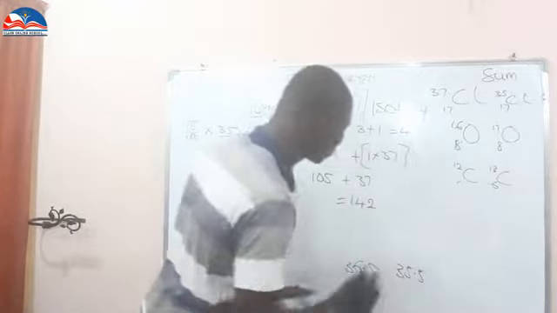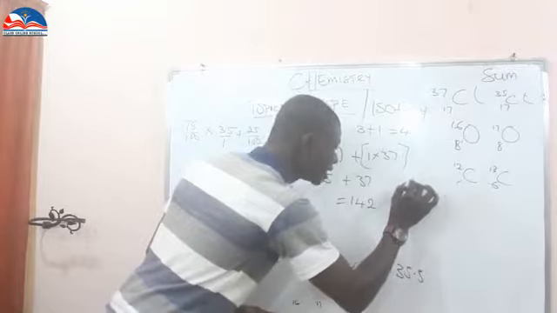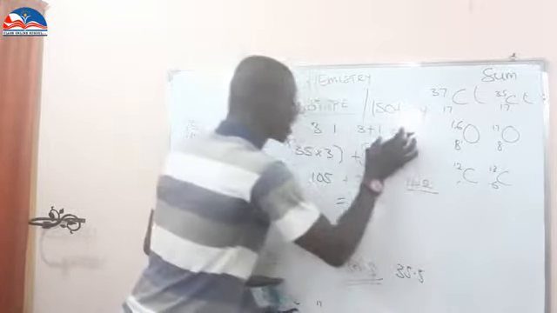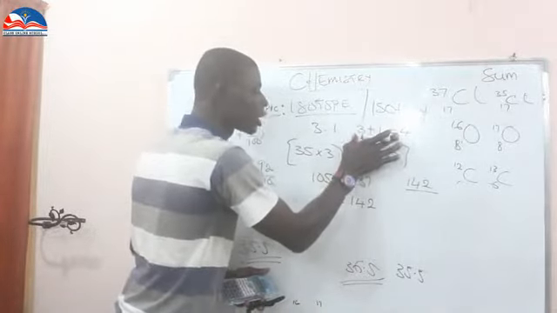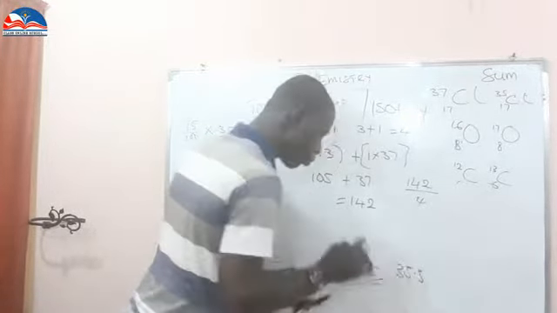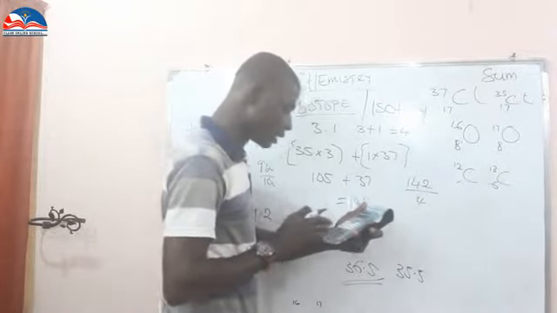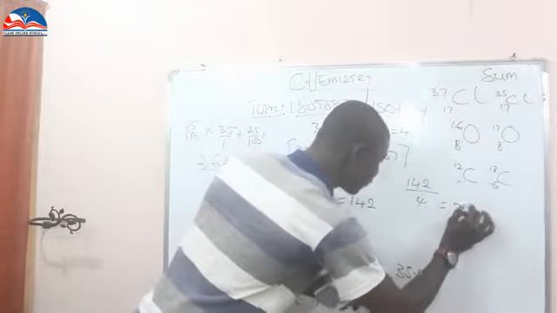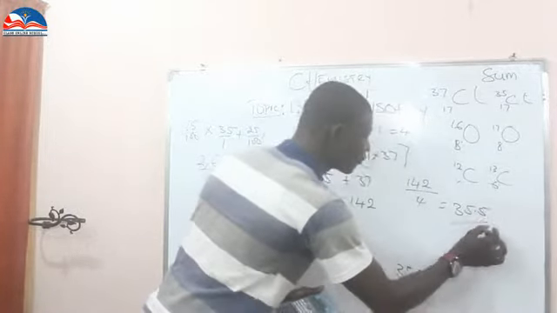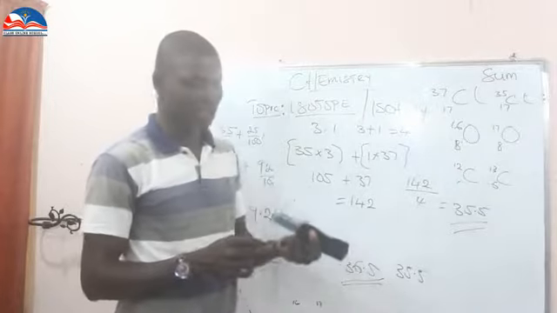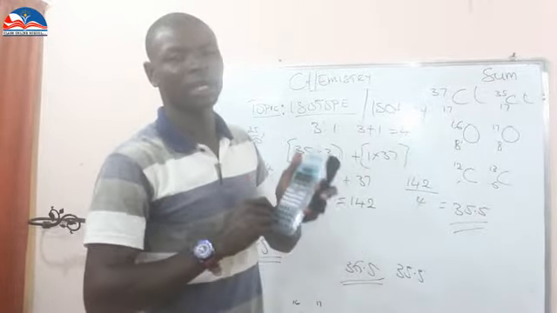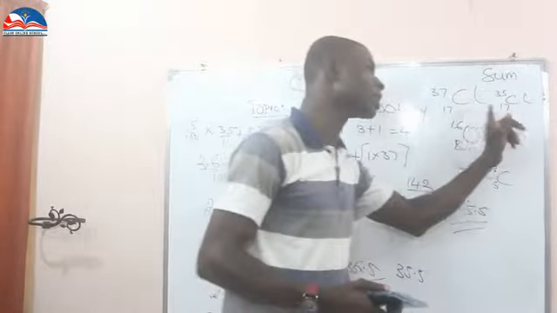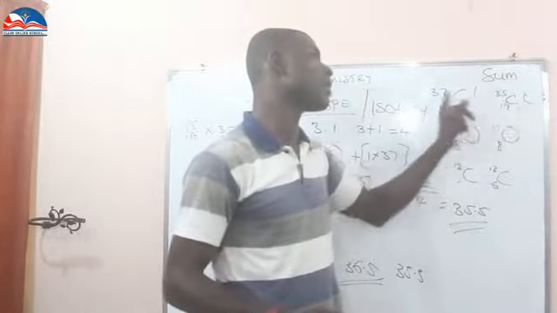Therefore, what they are going to do is divide this relative occurrence, 142, by the total number of their ratio occurrence, which is 4. 142 divided by 4 is equal to 35.5. This becomes the relative atomic mass of chlorine, and that is what we call isotope: an existence of an element with the same atomic number but different mass number.